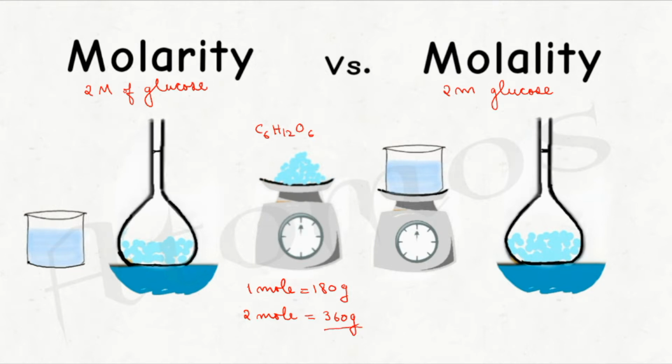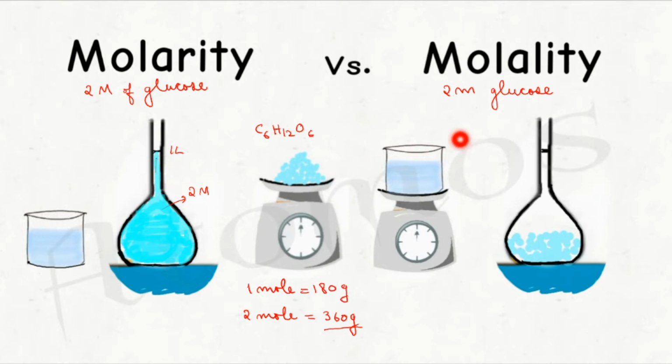We are weighing 360 gram of glucose and transferring it into this round bottom flask. Now, we are adding a little bit of water into that, dissolving glucose and then making the volume up to 1 liter. Now, this will be a 2 molar solution. Got it? So, here solute as well as solvent together will be 1 liter.